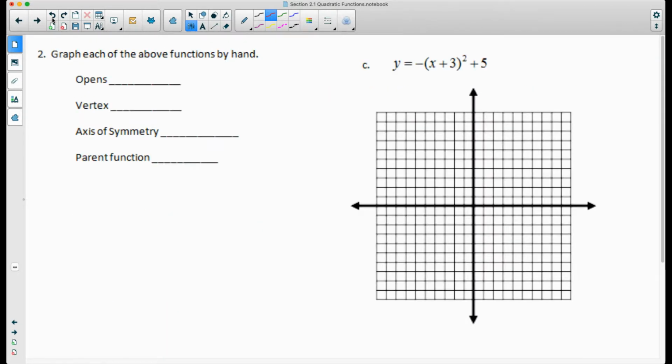Let's see. Do one more. And then we're going to go the opposite direction on the equations, and then we'll be done.